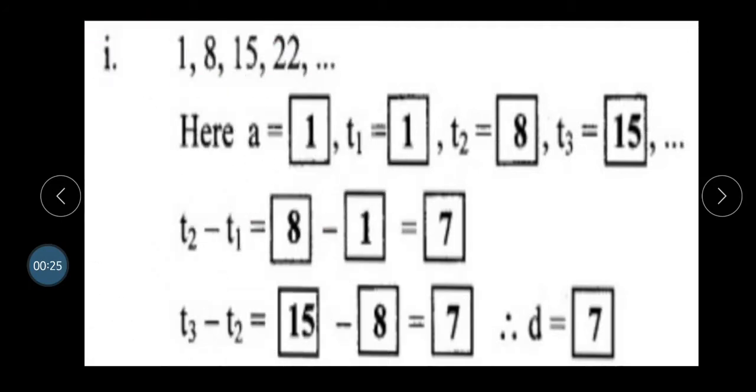First sequence given here is 1, 8, 15, 22. Here A is 1, that is the first term, T1 equal to 1, second term T2 equal to 8, third term T3 equal to 15. T2 minus T1 equal to 8 minus 1 equals 7. T3 minus T2 equal to 15 minus 8 equal to 7. Here both the differences are constant, therefore the difference D equal to 7.